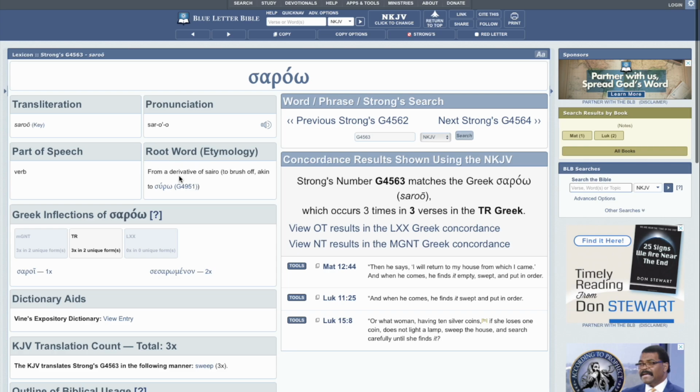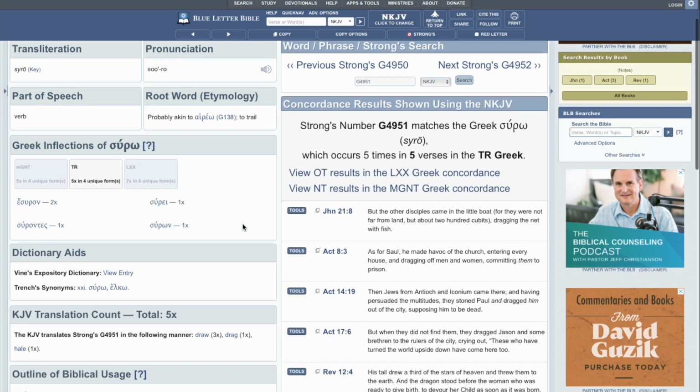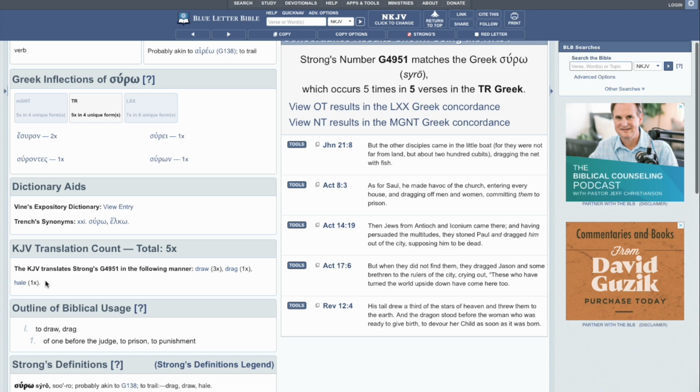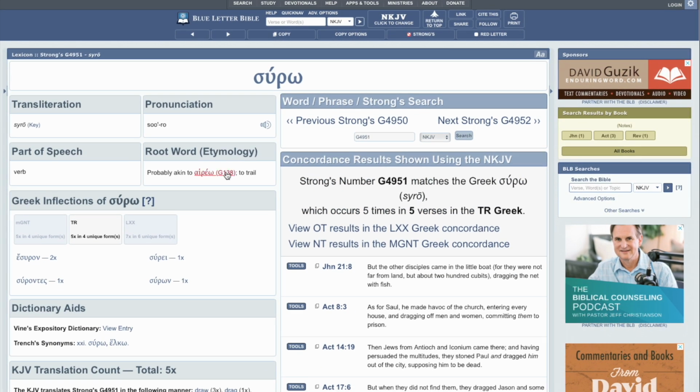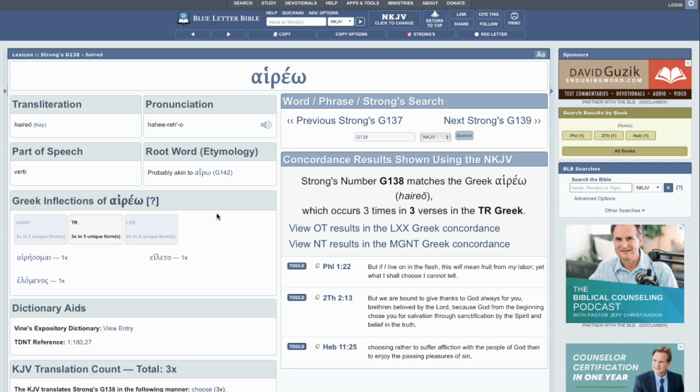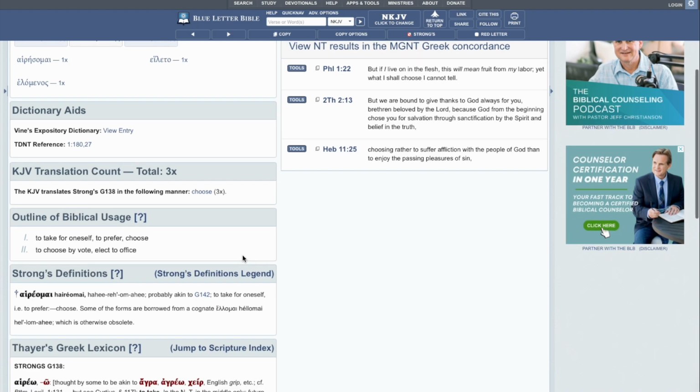But this also is derived from a different word, to brush off, akin to another Greek word. So we're going to click on this. To draw or to drag or hail. To draw or to drag. Well, that's the motion of sweeping. You drag it across the floor. And that's also from another word. Wow, this one's going deep. I didn't even know this. So to drag or to brush across the floor, to take for oneself. So that means that you're sweeping it. That's the direction of sweeping. Now we're getting a more detailed understanding of sarx by going deeper and deeper to the root words.